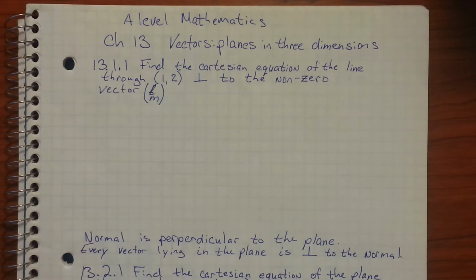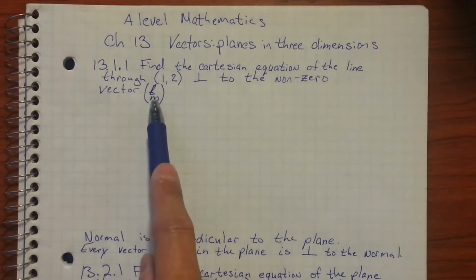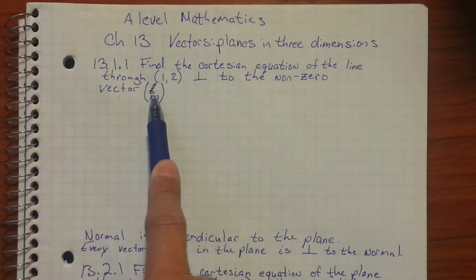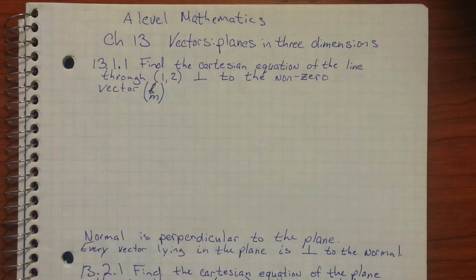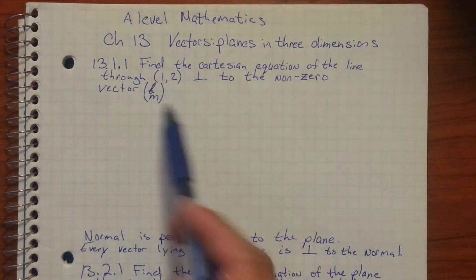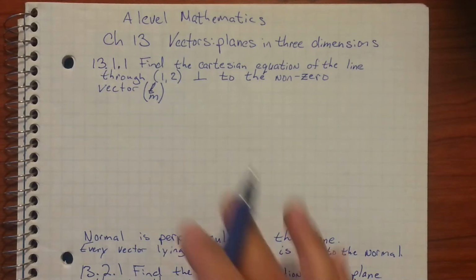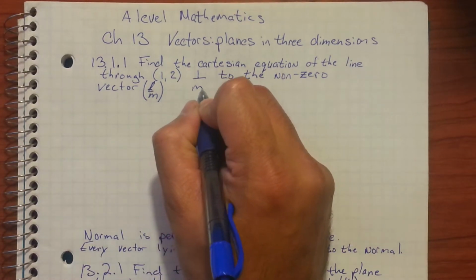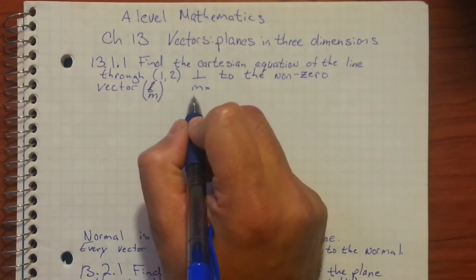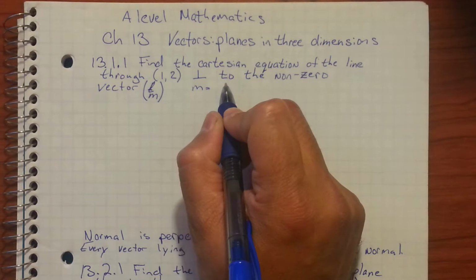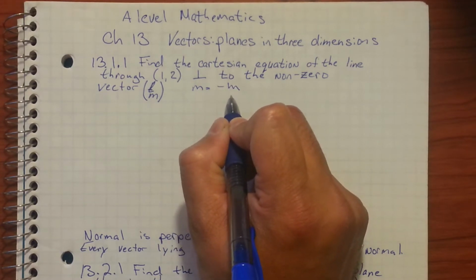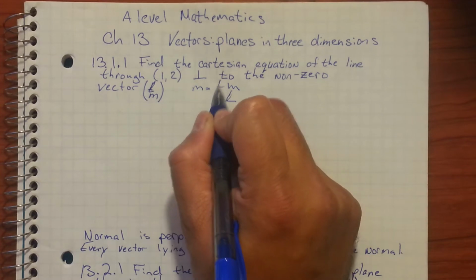So, first thing I'm going to do is take a look at this. If it's going to be perpendicular to the non-zero vector of this, we know the perpendicular is going to be the opposite reciprocal. This is in 2D, so this only works when I have two dimensions. So my new m, my slope of the perpendicular, is going to be negative m, and that's going to be l, like that.